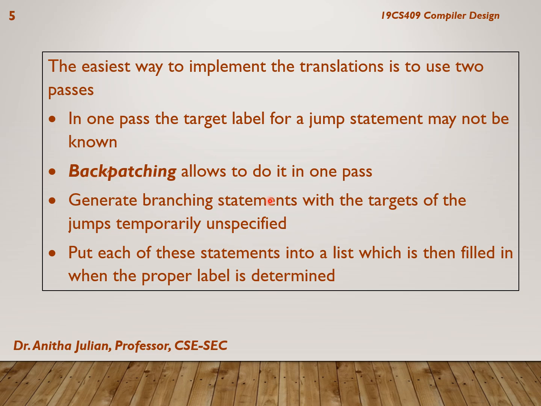So backpatching allows us to do this entire operation in one pass, generating branching statements with the targets of the jumps temporarily unspecified. That is what we did. The jump statements, go to statements, we had left temporarily unspecified and later in the second pass we filled. But we are going to learn another method, backpatching, by which we can do it in a single pass.